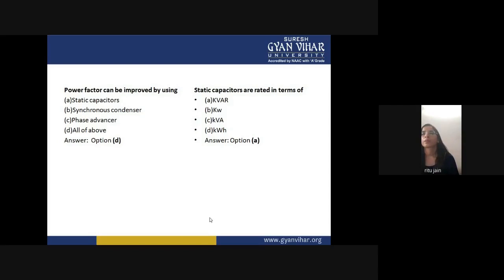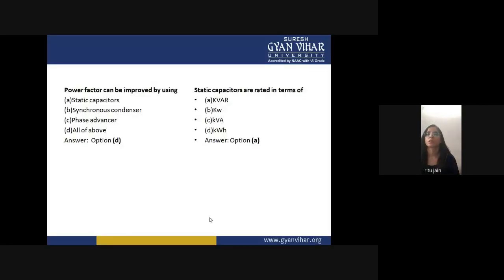Now, static capacitors are rated in terms of kVAR, kilowatt, kVA, or kilowatt hour. A static capacitor is always rated in terms of kVAR.